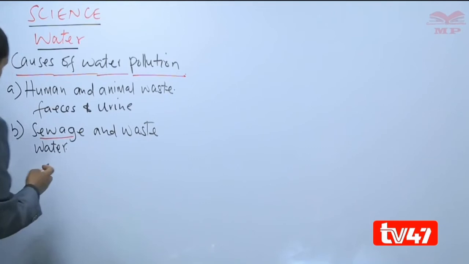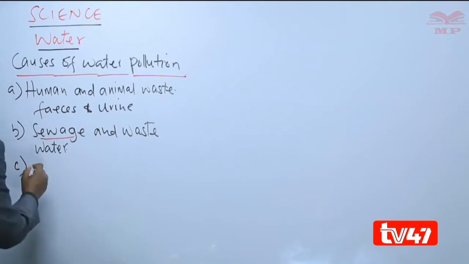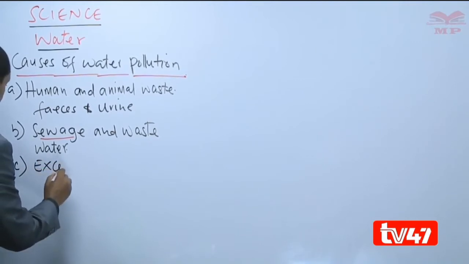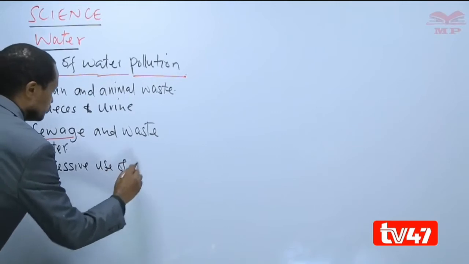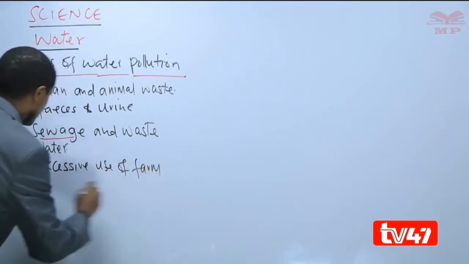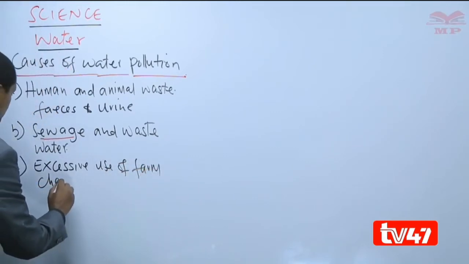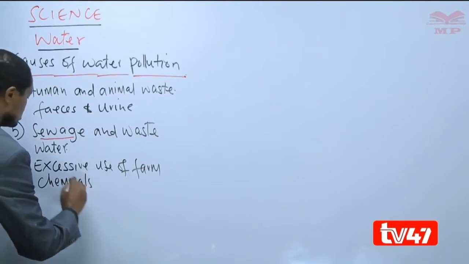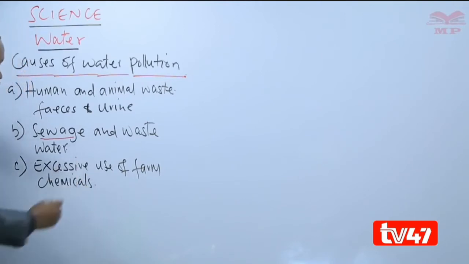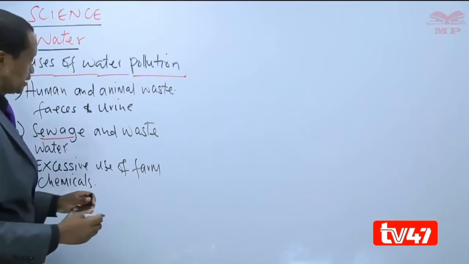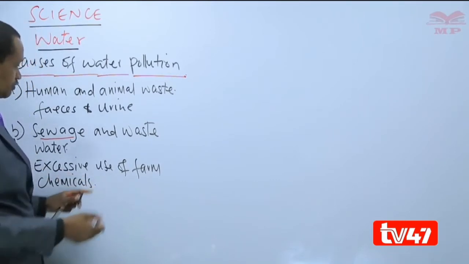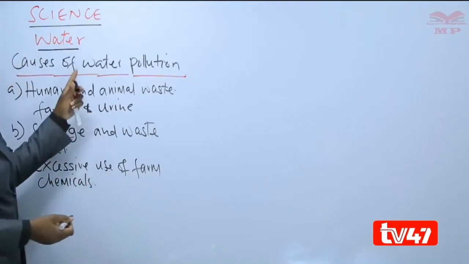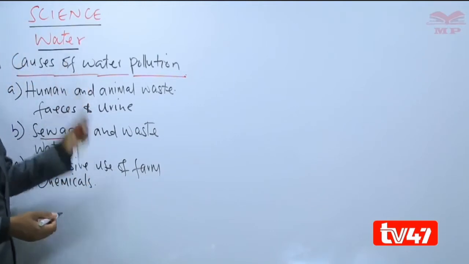The third point, the third cause, is excessive use of farm chemicals. So the key word here is excessive. When you have excess use of farm chemicals, that is a cause of water pollution.